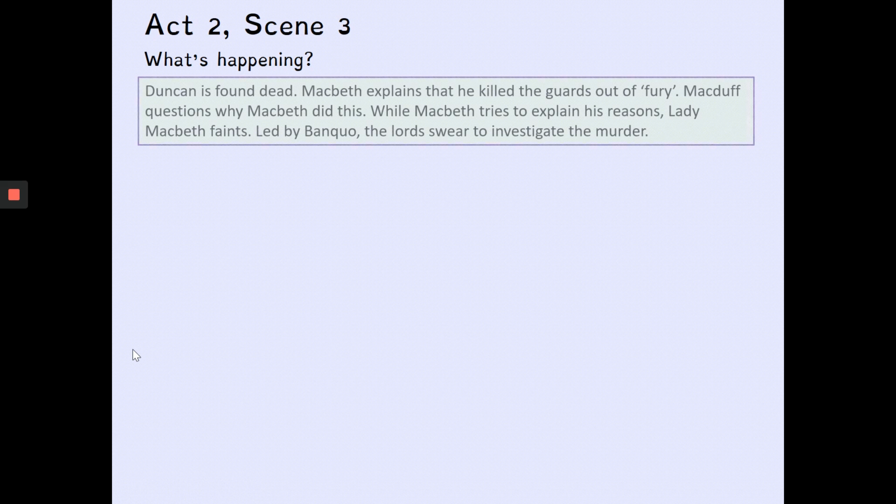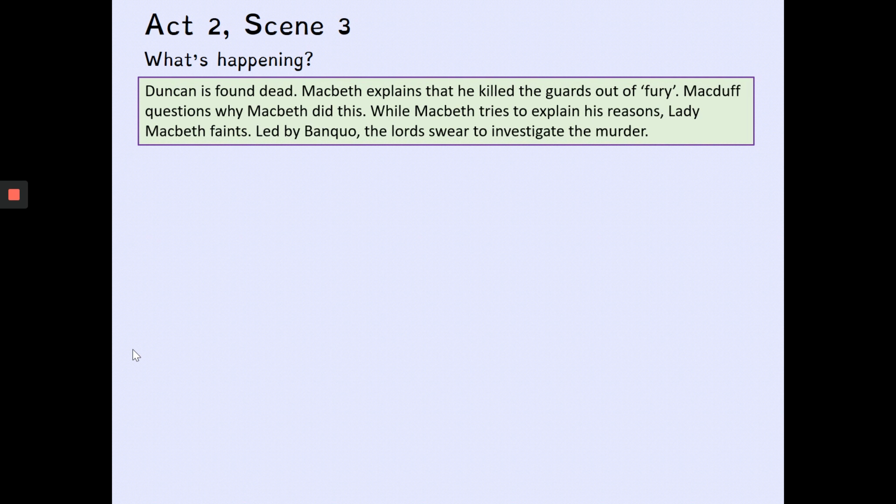Okay, we're now on to Act 2, Scene 3. So you can either pause the video, do Act 2, Scene 3 on your own, or carry on and listen to me rambling on about all of the different points that Shakespeare has come up with.